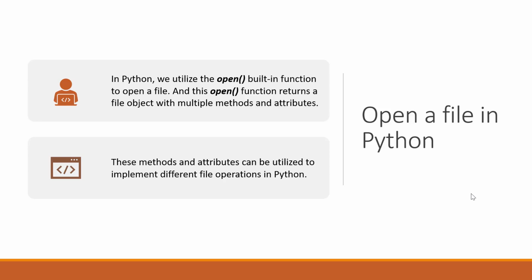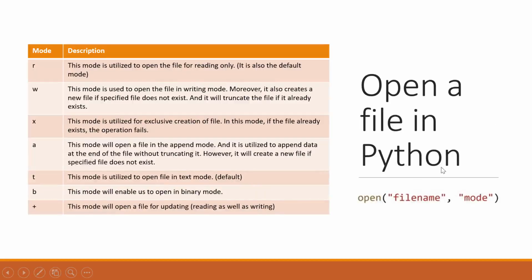For the current instance, we will focus on working with text files. Generally in Python, we utilize one built-in function. The name of this function is open, and the main purpose of this function is to open a file. This open function returns a file object with multiple methods and attributes, and these methods and attributes can be utilized to implement different file operations in Python. Here on the screen we can see the syntax of using the open function. This open function takes two arguments. The first is the file name and the second is the mode.